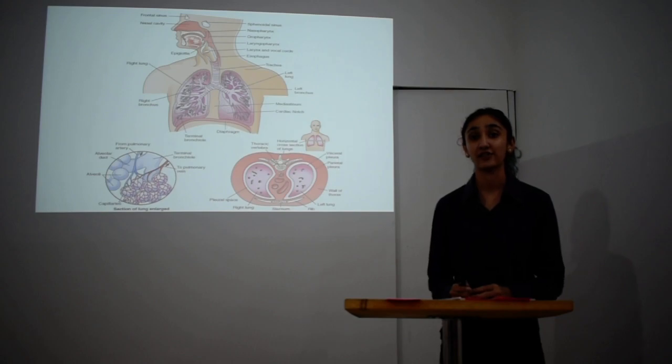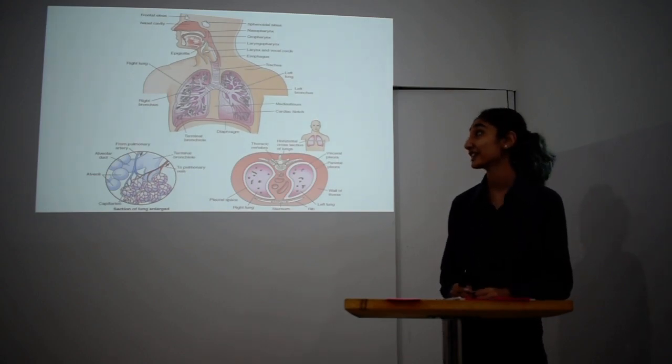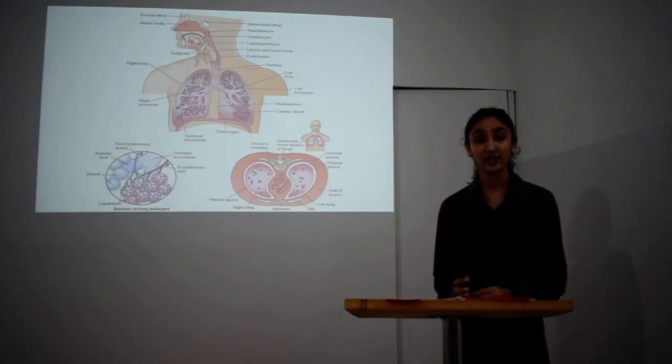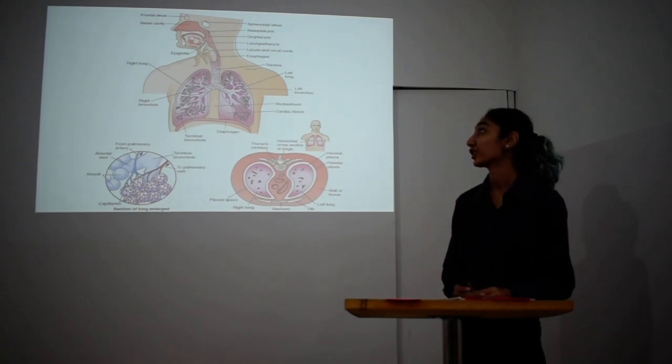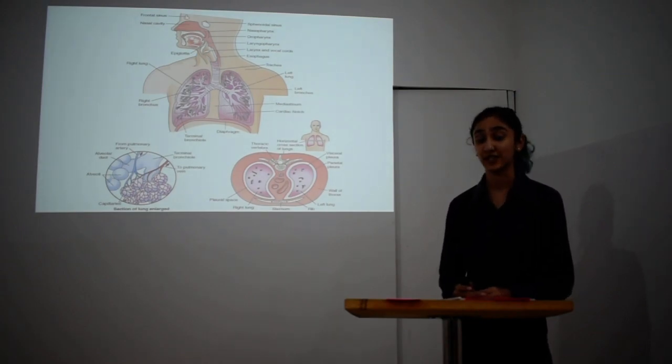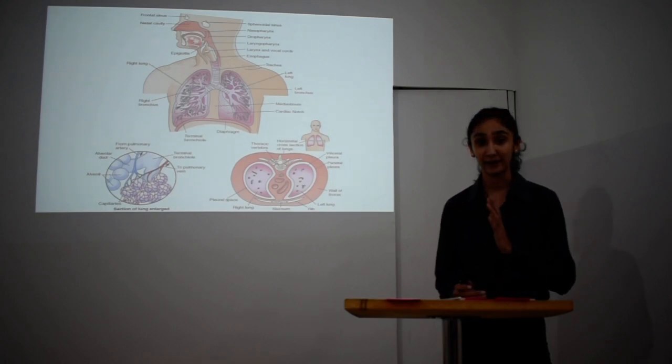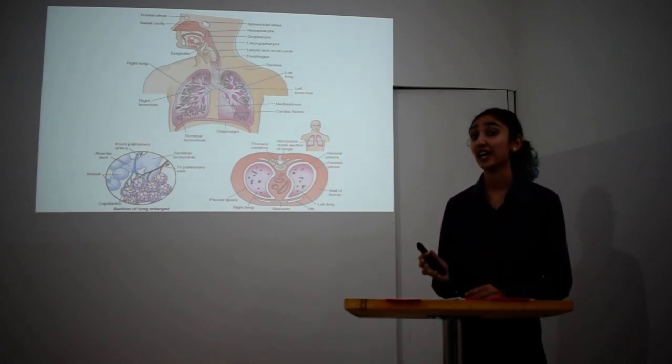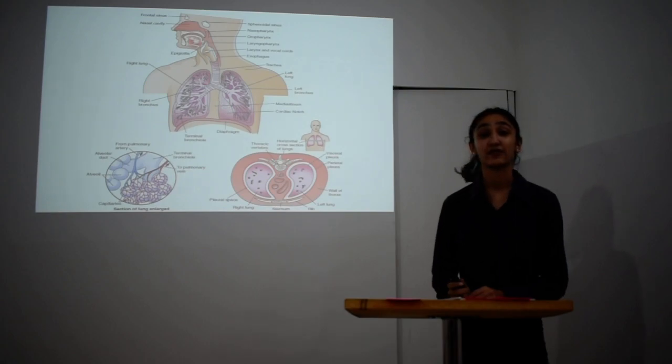From there, air travels to the pharynx. A pharynx is a common area for food and for air. So here is when the epiglottis comes into action. It's a flap, and it makes sure that the air goes into the windpipe and the food goes into the esophagus.